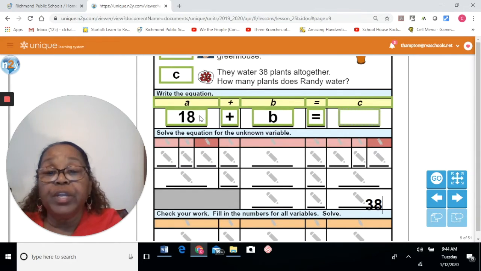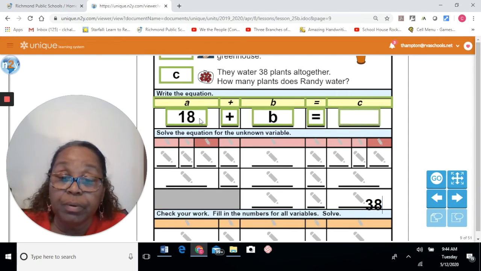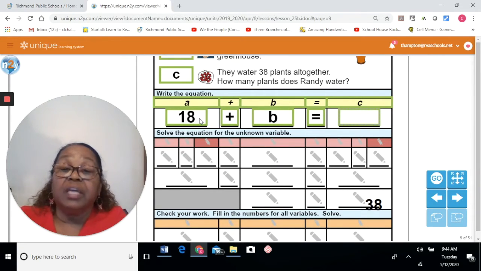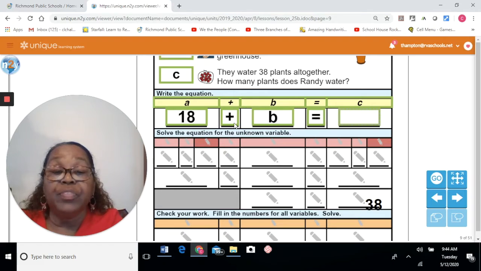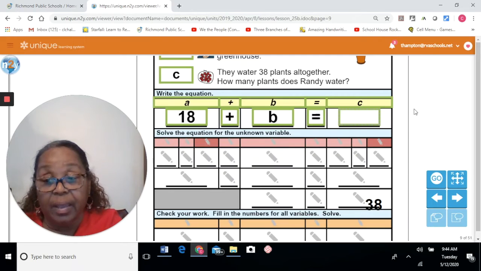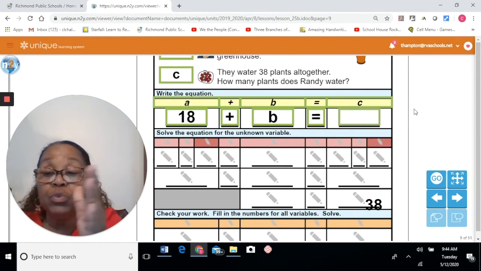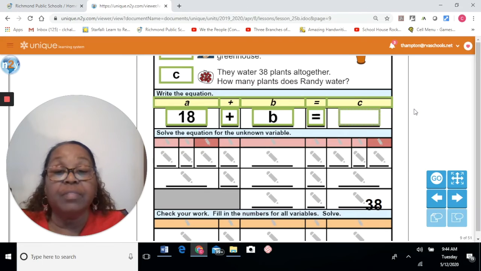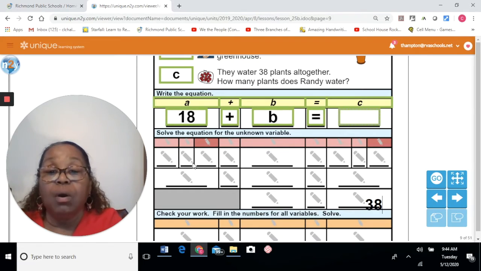So if I want to get rid of 18, which is a positive number, I just have to subtract that same amount. 18 minus 18 will equal 0. If I do that, what I'll have on this side is just B. But if I subtract 18 on this side, which is A, I must subtract the same amount on the other side. What I do to one side, I have to do to the other to solve the equation. So let's see what we've got here.